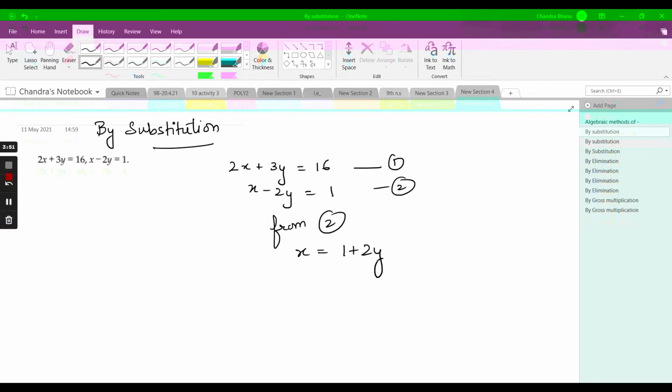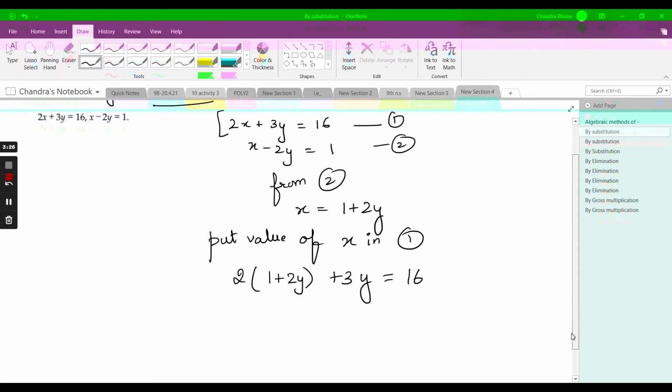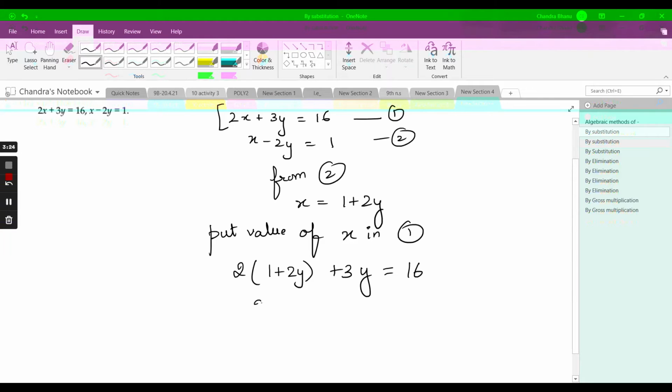Now since I have taken it from the second equation, I am going to substitute it in the first equation. So put the value of x in my first equation. What is my first equation? 2x plus 3y equal to 16. So instead of x, I'll write 2 times (1 plus 2y) plus 3y is equal to 16. Now my whole equation is in one variable and I can solve it easily. So it is 2 plus 4y plus 3y equal to 16. 7y is equal to 16 minus 2.